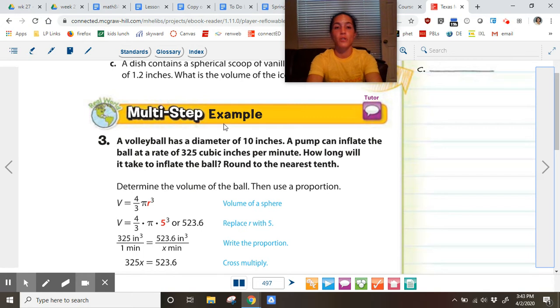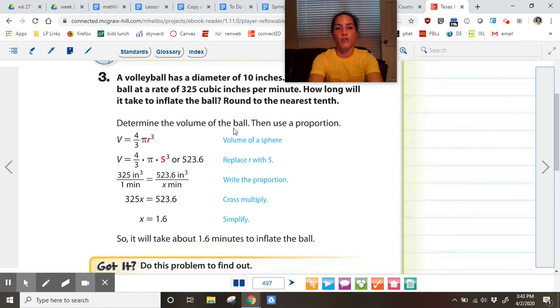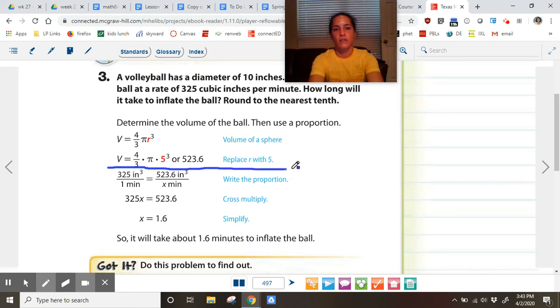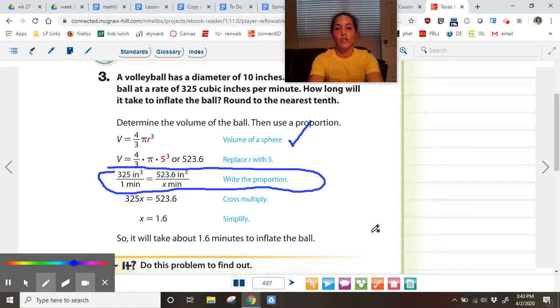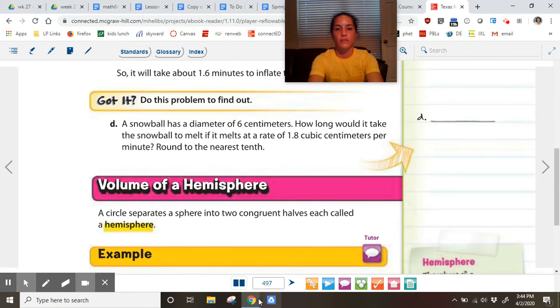I'm going to go to the multi-step. Here, there's an extra step. A pump can inflate the ball at a rate of 325 cubic inches per minute. This problem gives you step by step, and right here it adds this extra step. First, you find the volume. Check. We know how to find the volume. And then you have to add this extra step of writing a proportion. So that's what I'm going to be showing you in this next one, the got it about the snowball.